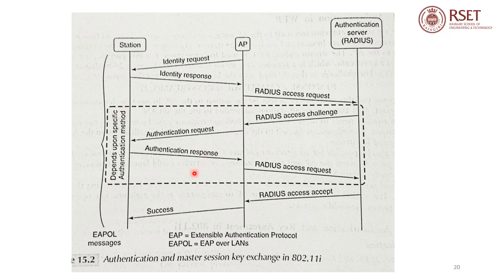Now this is just a framework. Depending on the method that is developed using this framework, the data that is exchanged, the ID and the proof values exchanged between the station, AP and the authentication server, can change, and this is what is known as the EAP protocol, or Extensible Authentication Protocol.